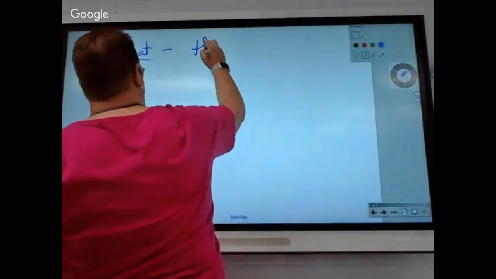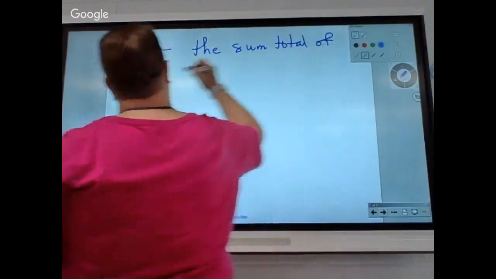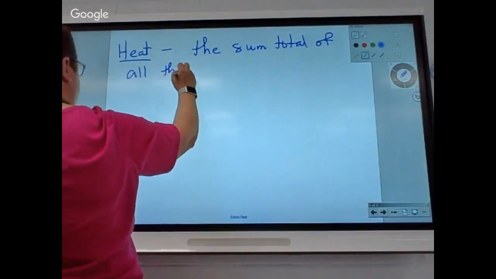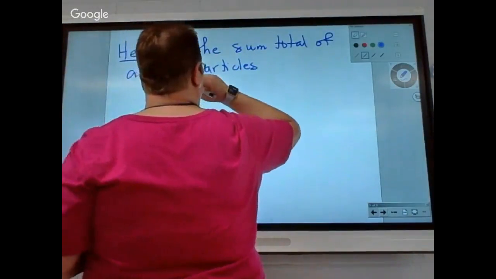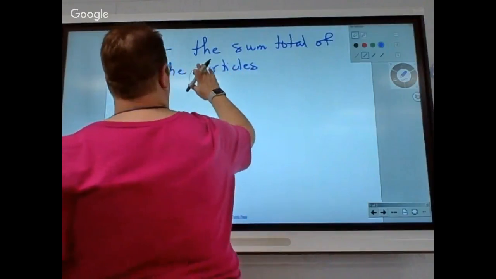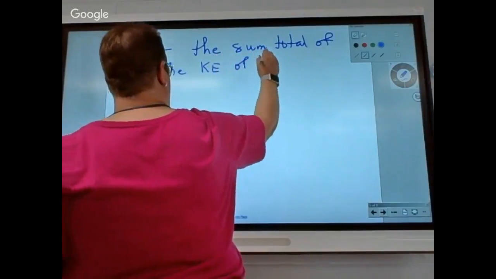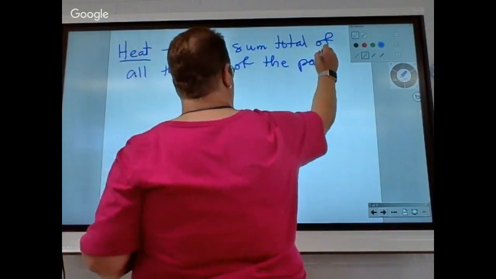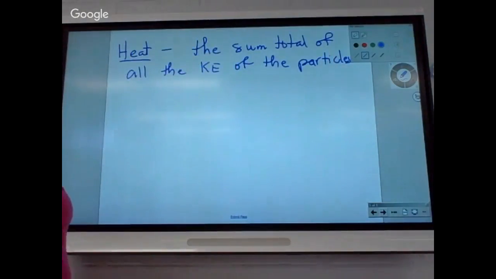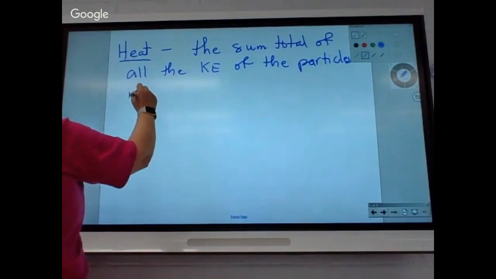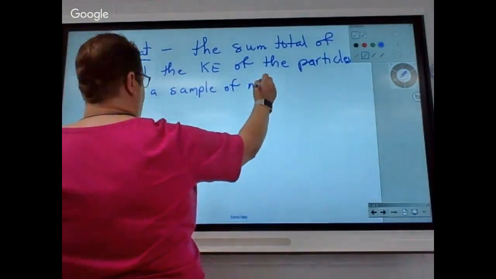Heat is the sum total of all the kinetic energy of the particles in a sample of matter.